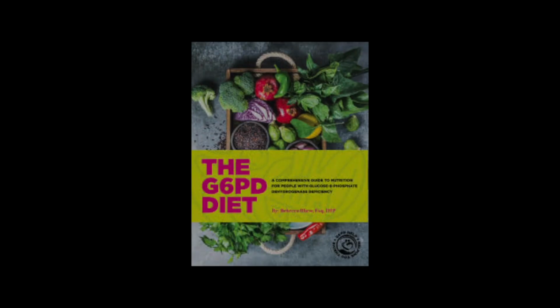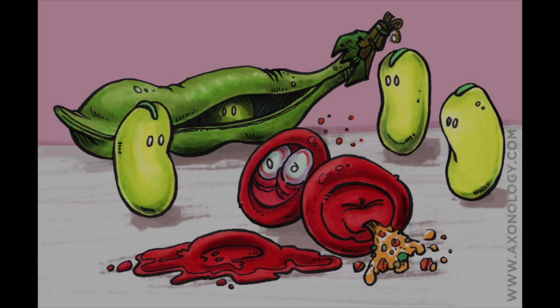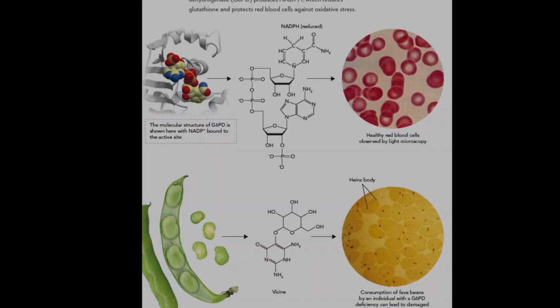Certain foods and medications can trigger hemolysis in individuals with G6PD deficiency. Fava beans, also known as broad beans, contain vicine and convicine, compounds that induce oxidative stress. This condition, known as favism, is particularly common in Mediterranean populations.